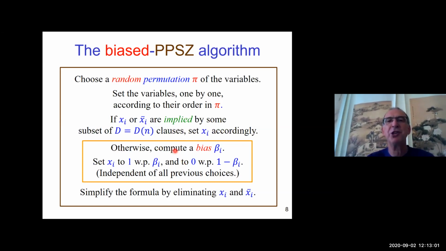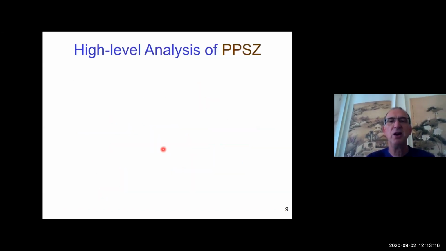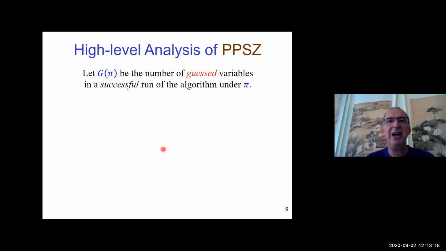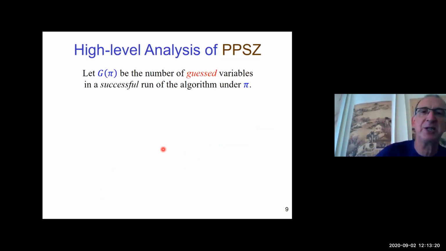Of course, the whole question is, where do we get these biases? That's what I'll try to explain in the rest of the talk. So how do we get these biases, and why are there always good biases to utilize? Okay, so we need to start with a high-level analysis of PPSZ.